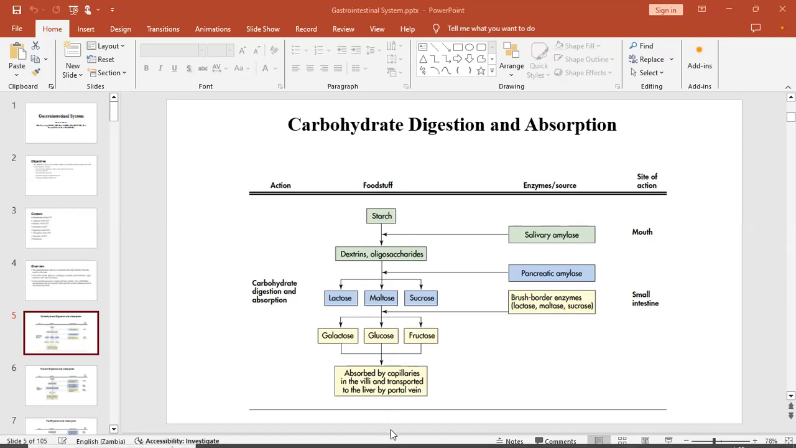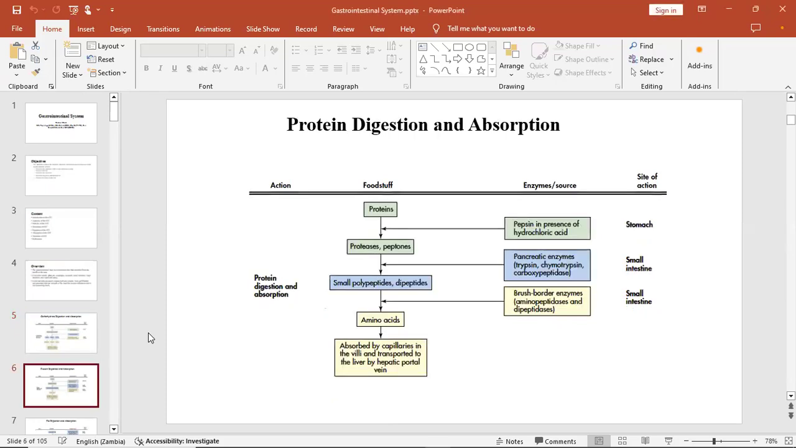So now, after this, let's look at another culprit, which is protein digestion. As you know, proteins are the most difficult to digest as compared to carbohydrates and lipids. Lipids are the easiest to break down. Now, the same process, the same mechanism.